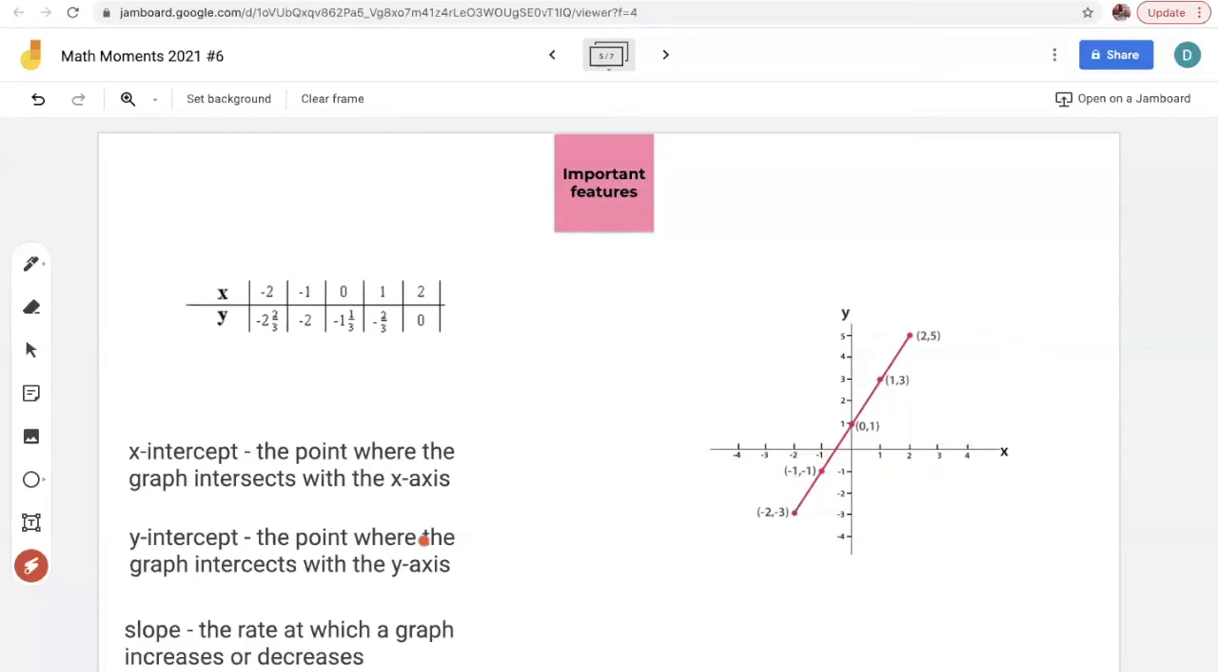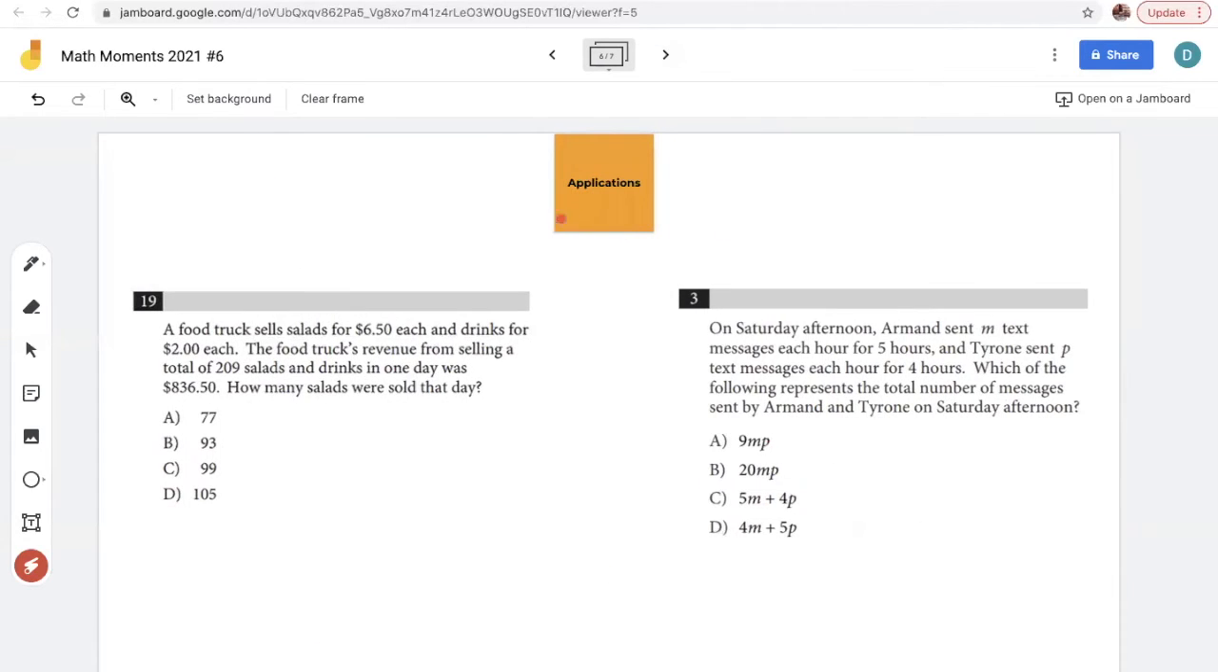Another thing we look for is slope, and that is the rate at which a graph increases or decreases. So it's essentially like the steepness of your graph here. I'm not going to get into how to find the slope in this video, but that's just the general idea of slope there. Now, let's look at some application problems.